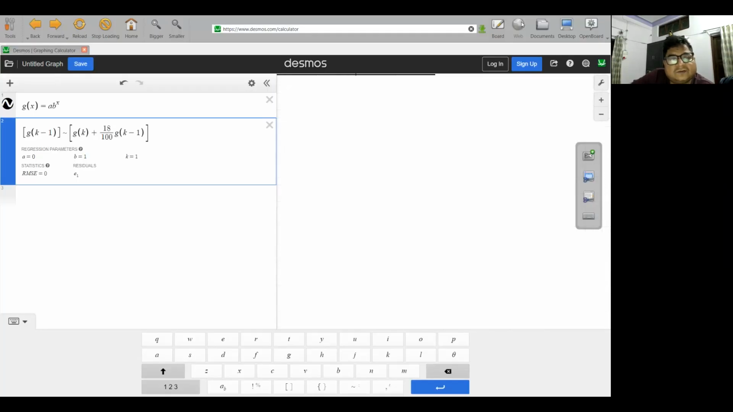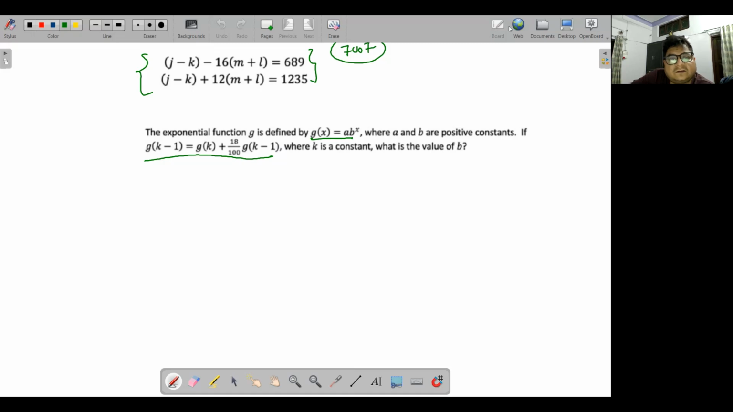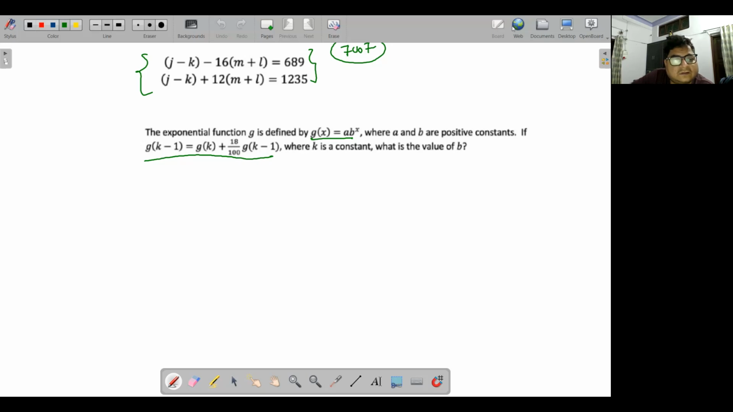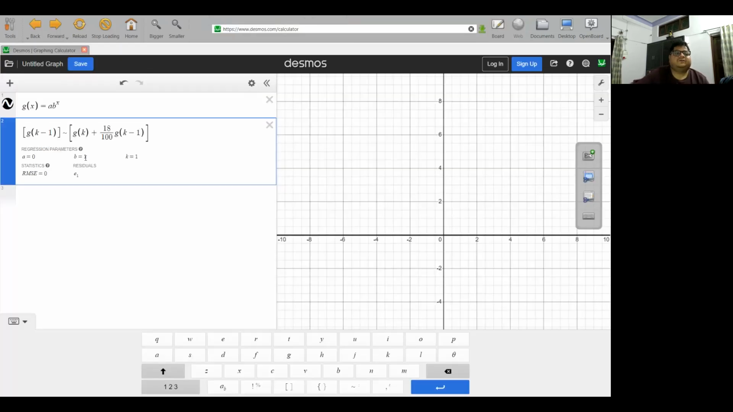g of x is a b raised to the power x, g of k minus 1 is equal to g of k, and they're asking for the value of b. And you can say the value of b is 1. Anyone has any doubt in this?